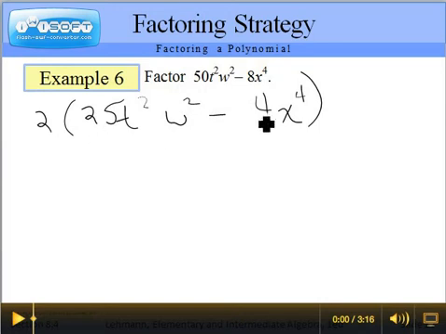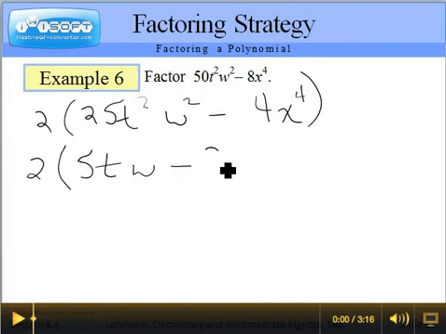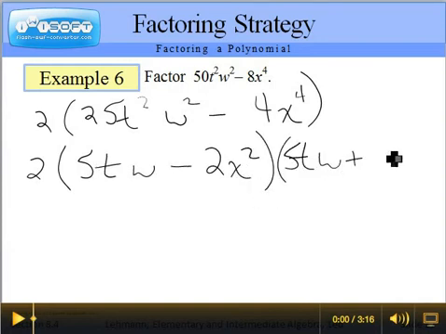So 25 is a perfect square, 4 is a perfect square. The variables are raised to even numbers, which makes them perfect squares. So I'm going to factor this binomial as though it's the difference of perfect squares. So the 2 I factored out comes along for the ride. I'd end up with 5tw minus 2x squared and 5tw plus 2x squared.